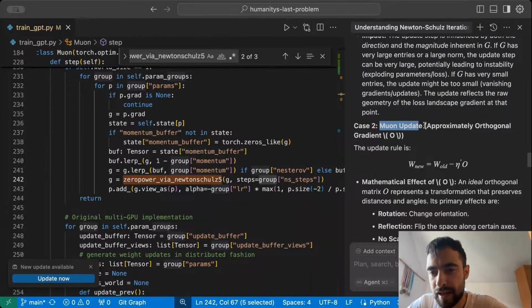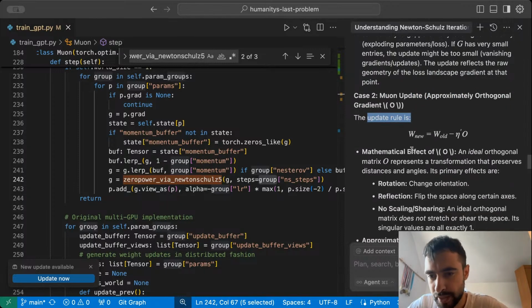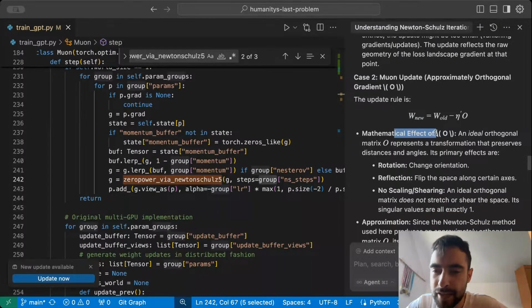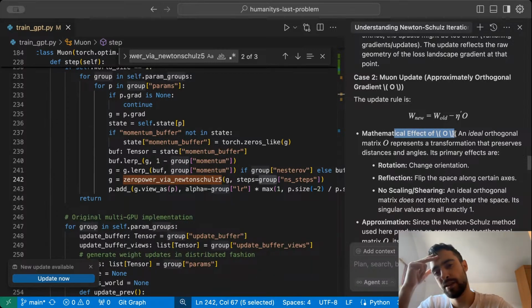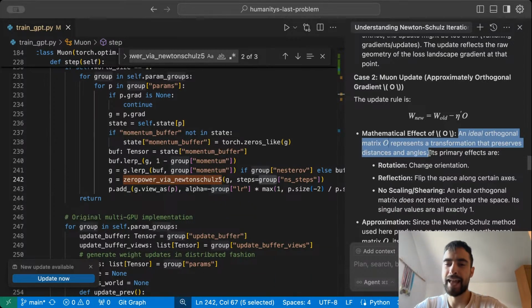Muon update, approximately orthogonal gradient O. The update rule is new weight is old weight minus, this is going to be a scalar value, I don't know what this is. Mathematical effect of O, orthogonal gradient. Orthogonal gradient, yes, so each row or each column is orthogonal to every other column or every other row. An ideal orthogonal matrix O represents a transformation that preserves distances and angles.